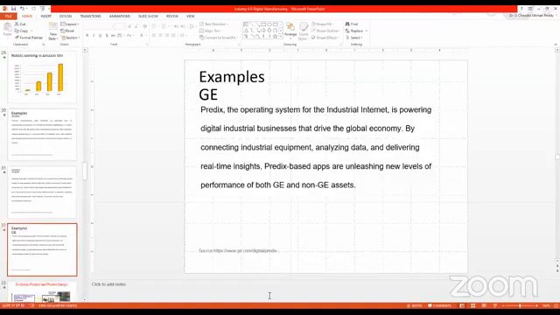The next example is GE. Predix, the operating system for the industrial internet, is powering digital industrial businesses that drive the global economy. By connecting industrial equipment, analyzing data, and delivering real-time insights, Predix-based apps are unleashing new levels of performance of both GE and non-GE assets.